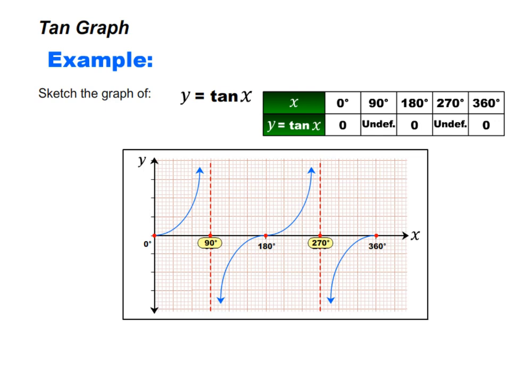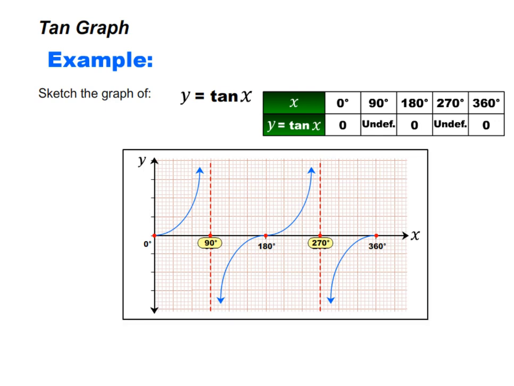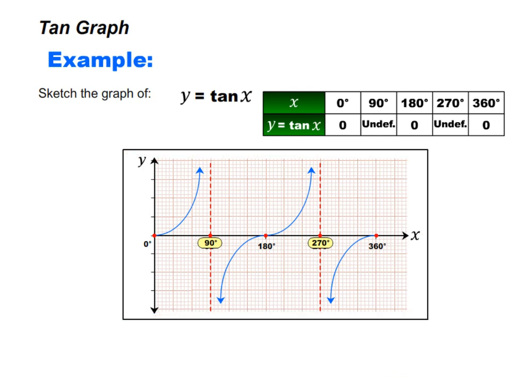Your completed tan graph should look like this. Look at the graph. You will notice that the graph doesn't have maximum and minimum values. Look at the table again. Also, look at the completed graph of tan x. We are showing you the completed graph and the completed table at the same time.